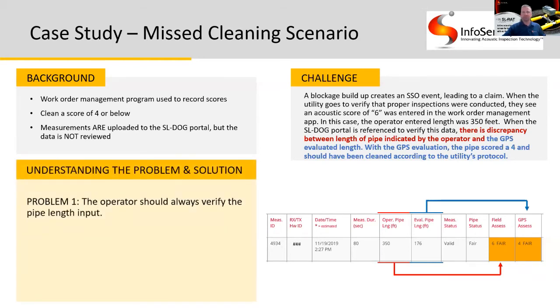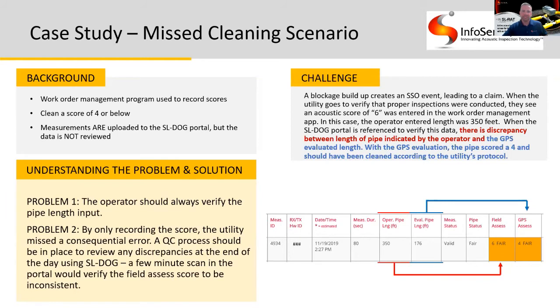Problem 1 with this: while the segment showed a score of 6, the operator did not adjust the default 350-foot pipe length to correct the length. If the RX and TX don't have communication with each other, they will default to 350 feet. This failure to change the field pipe length led to an inaccurate score. The operator should always verify pipe length input.